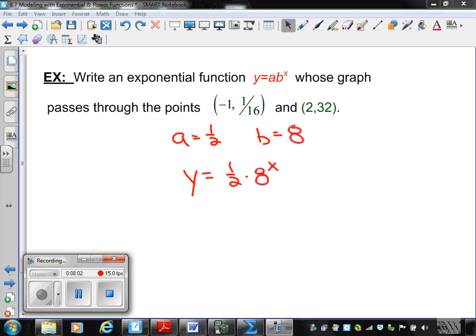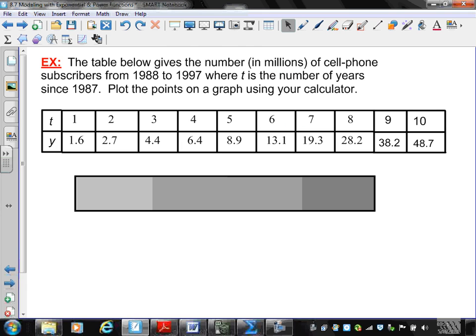And now what we're going to do is, and you need your calculator for this one. Sorry I didn't mention that before. We're going to take this set of data, this table here, and this is data for the number of cell phone subscribers from like 88 to 97. I'm just reading the question here. T is the number of years from 1987.